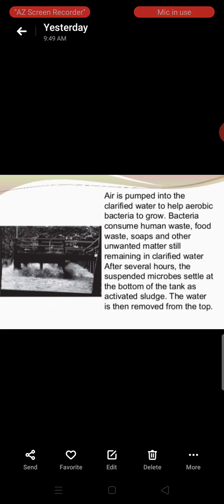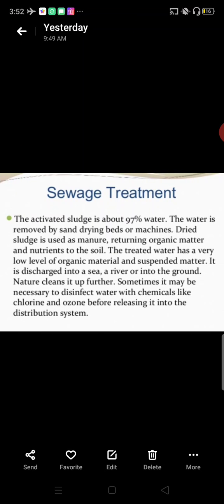Air is pumped into the clarified water to help aerobic bacteria grow. Bacteria consume human waste, food waste, soaps and other unwanted matter still remaining in clarified water. After several hours, the suspended microbes settle at the bottom of the tank as activated sludge. The water is then removed from the top. The activated sludge is about 97% of water. The water is removed by sand drying vats or machines. Dried sludge is used as a manure, returning organic matter and nutrients to the soil.